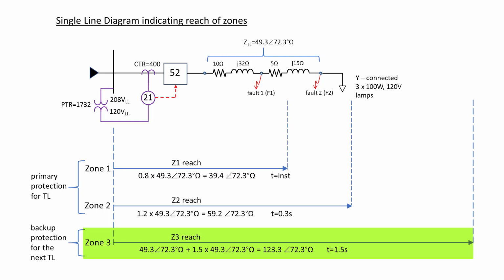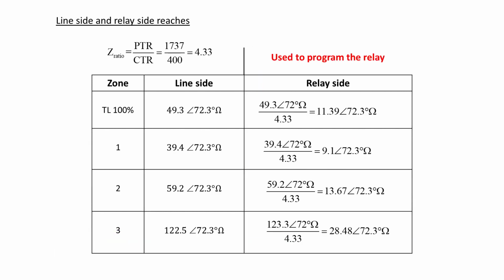Let us now have a look at the line side and relay side reaches. This is just referring to the primary and secondary impedance values. So in this column, we have the line side values for 100% of the transmission line impedance and the impedance reaches for zones 1, 2, and 3.